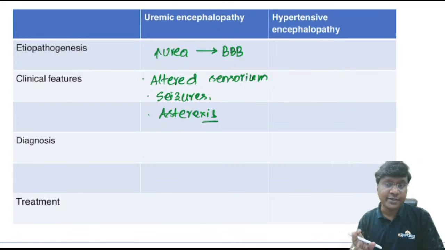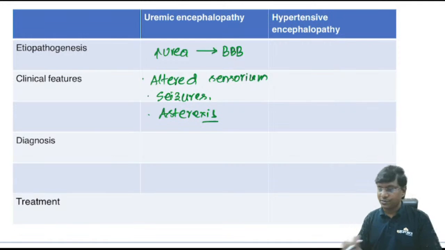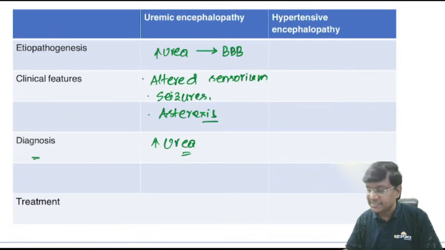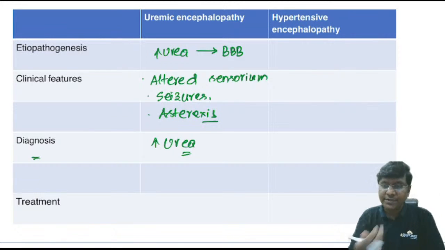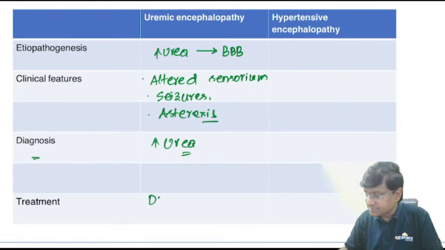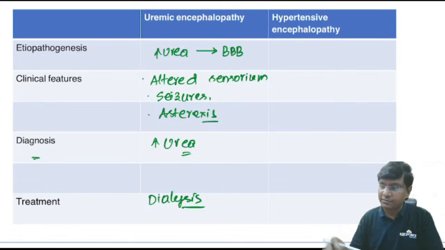And there are differential diagnoses for asterixis. Hepatic encephalopathy, you can have asterixis. Uremic encephalopathy, you can have asterixis. And carbon dioxide narcosis, you can have asterixis. Okay, then how will you diagnose? The diagnosis is by an increase in the urea levels. Then how do you treat these patients with uremic encephalopathy? See, the treatment in patients with uremic encephalopathy is dialysis.